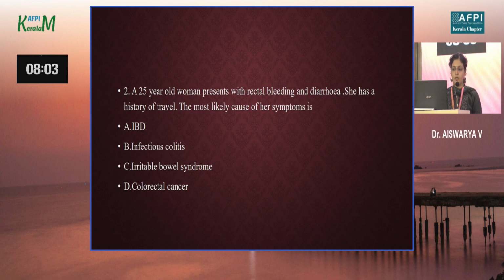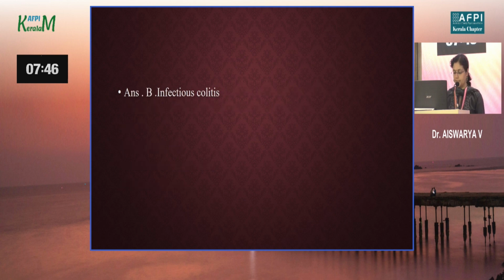A 25-year-old woman presents with rectal bleeding and diarrhea. She has a history of travel. The most likely cause of her symptoms is A, inflammatory bowel disease, B, infectious colitis, C, irritable bowel syndrome, D, colorectal cancer. Correct. The answer is infectious colitis.